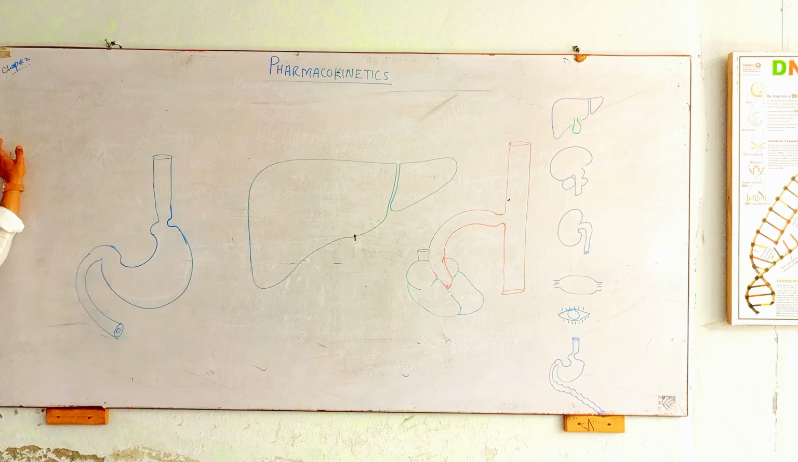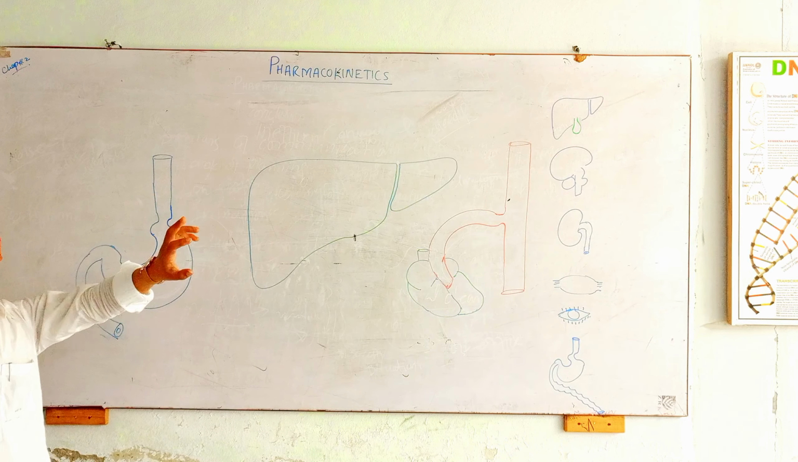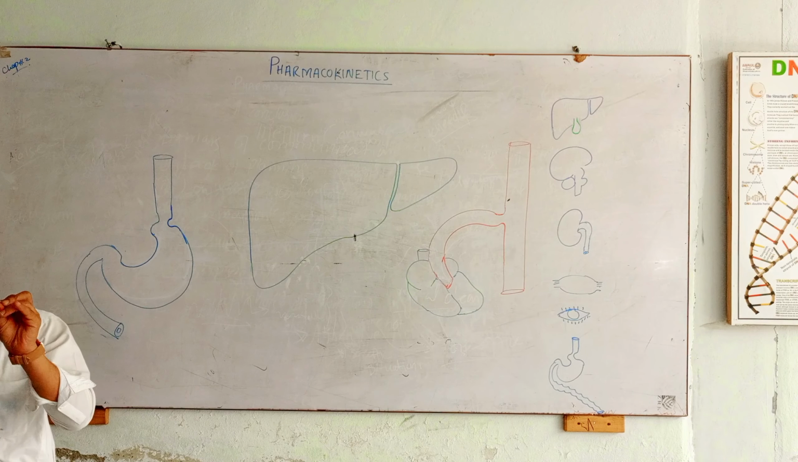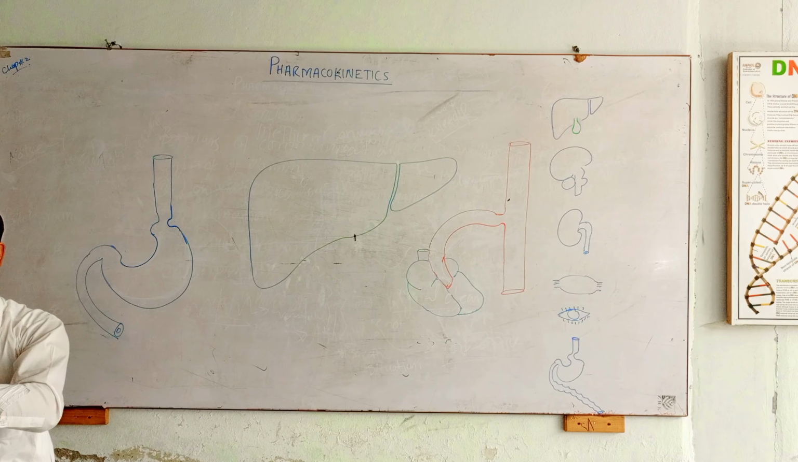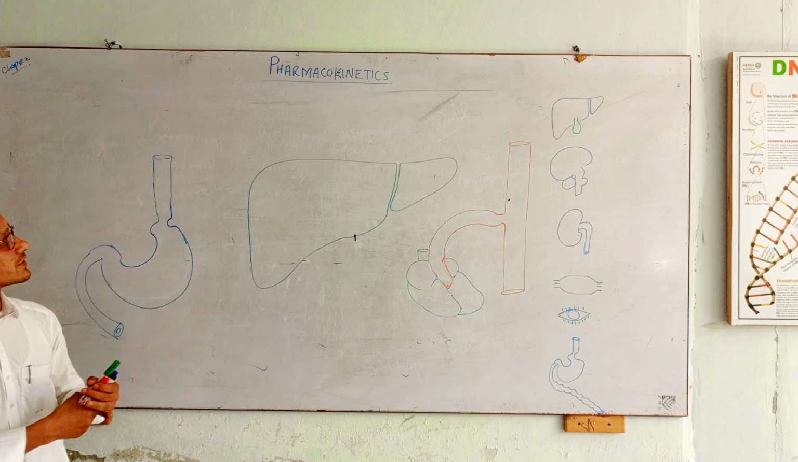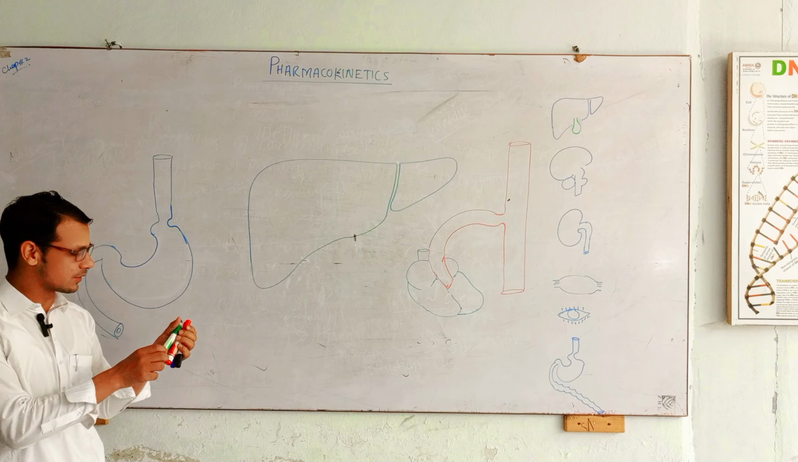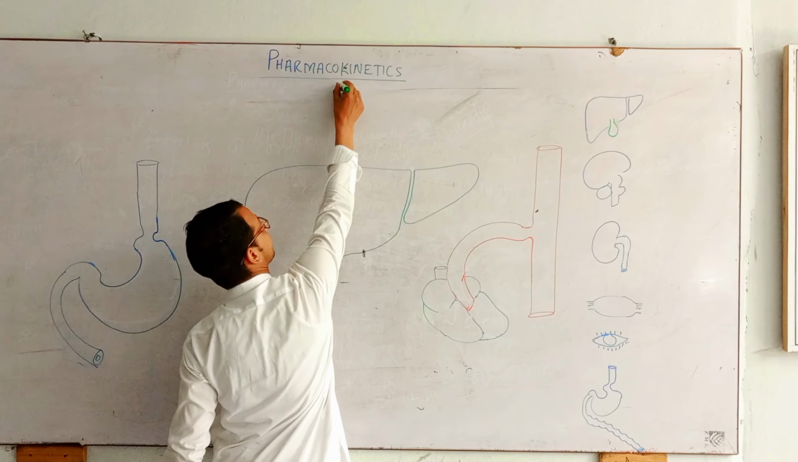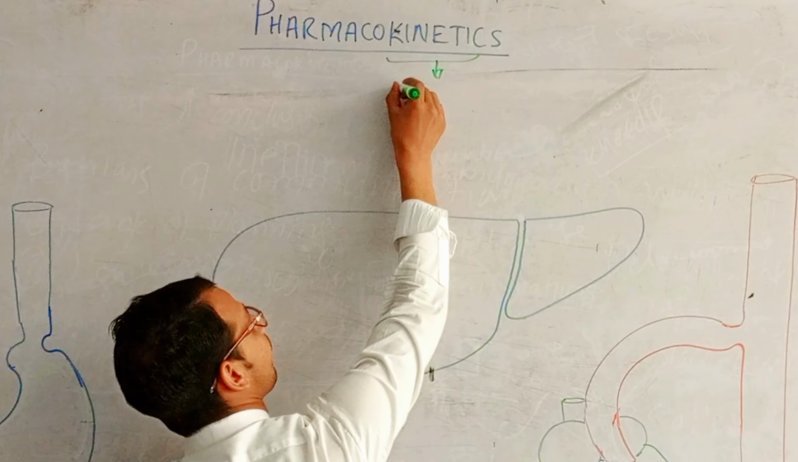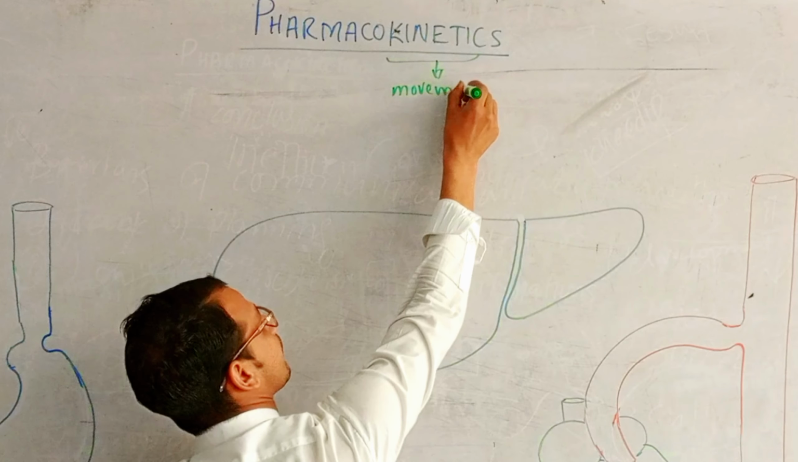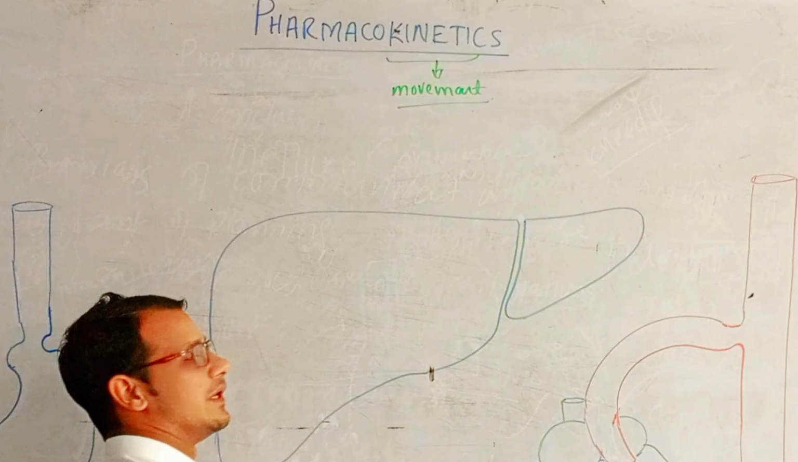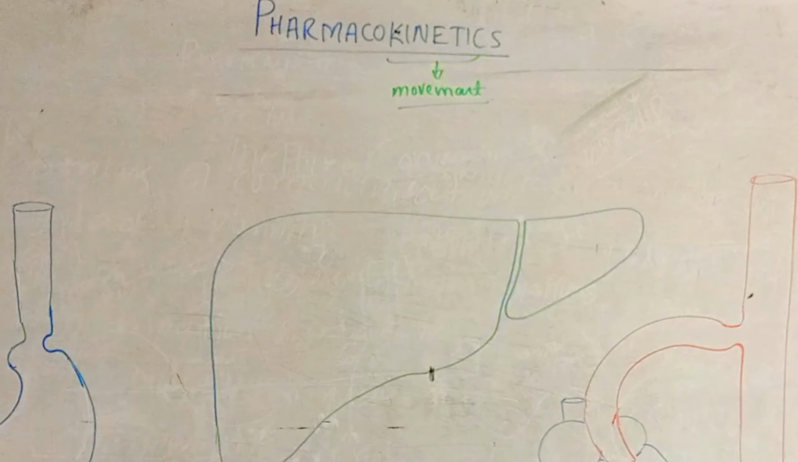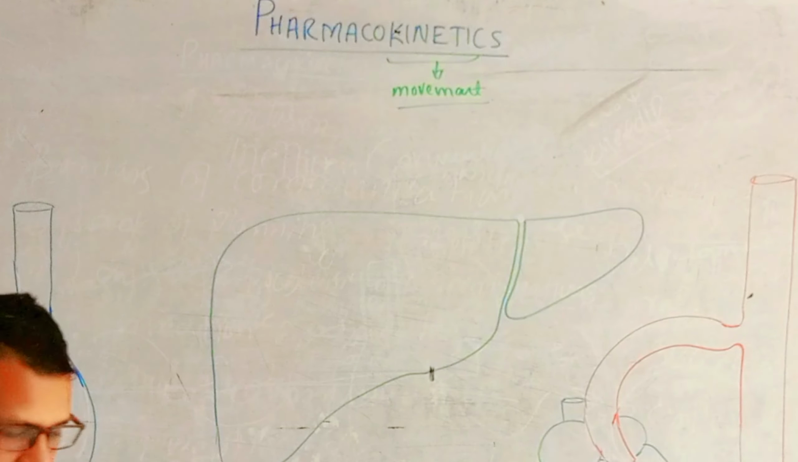Pharmacokinetics. What is pharmacokinetics actually? In books, the definition is what the body does to the drug. Mainly, what is the word pharmacokinetics mean? Kinetics means movements. Three parameters are important in pharmacokinetics. What are they?